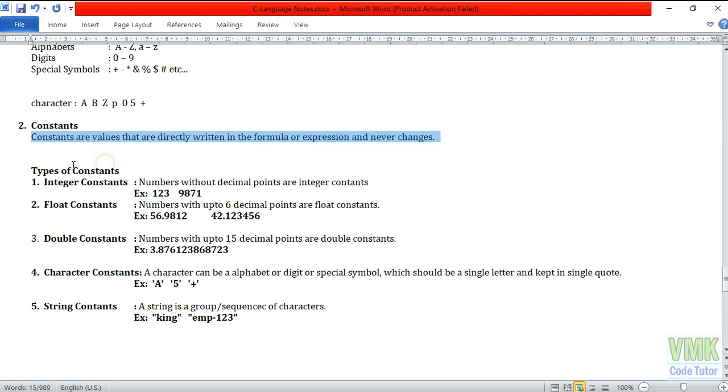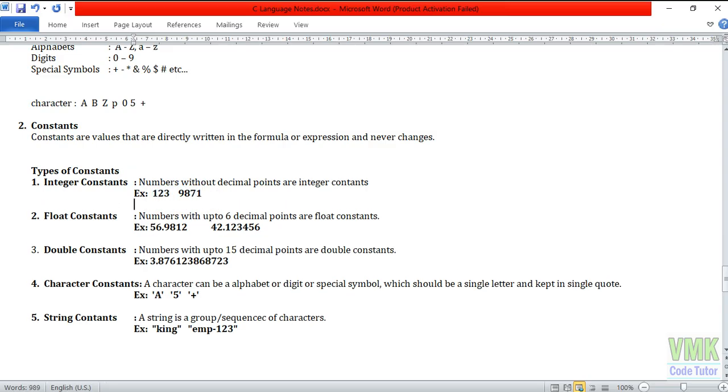How many types of constants do we have? Let us understand the types of constants. The first one is integer constants. Numbers without decimal points are called integer constants. For example, 123, 9871. These values do not have any decimal points, therefore they are called integer constants.